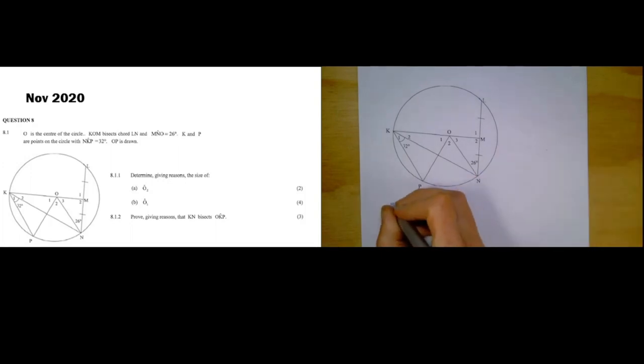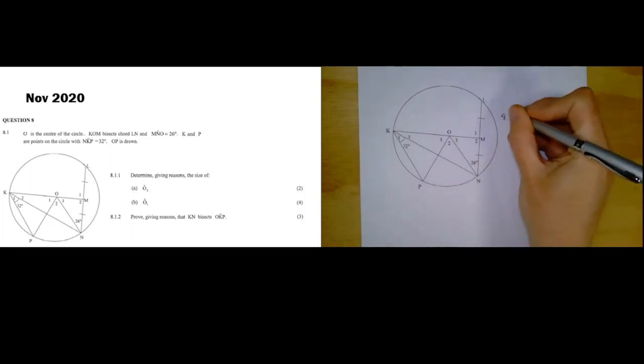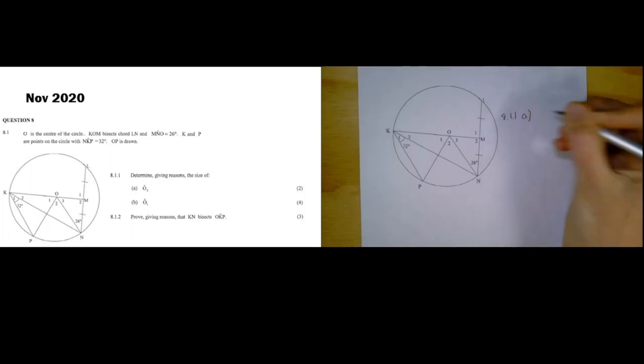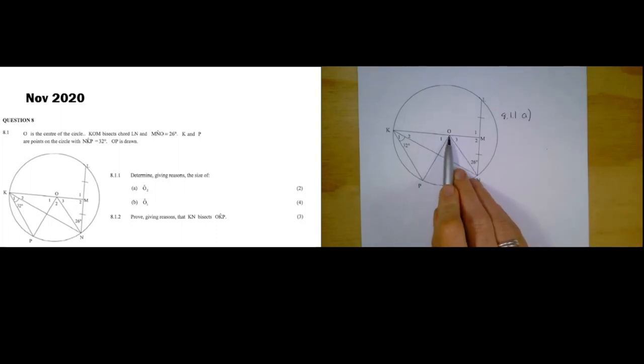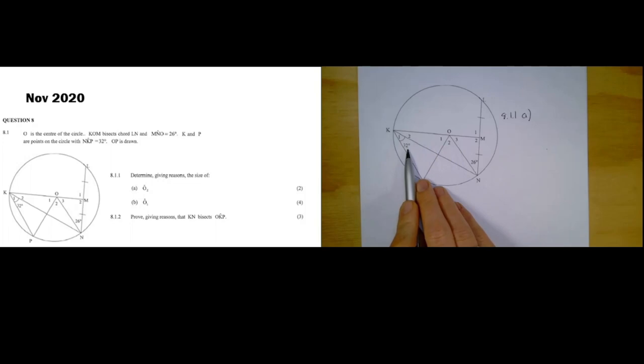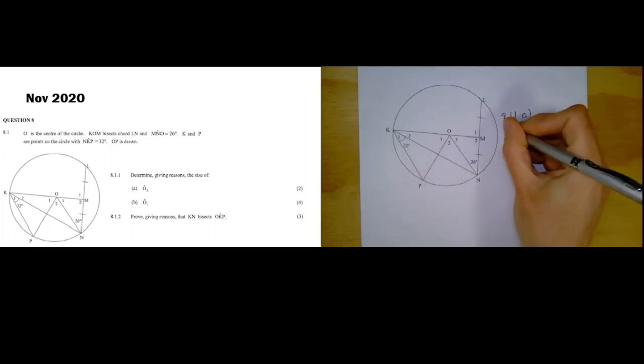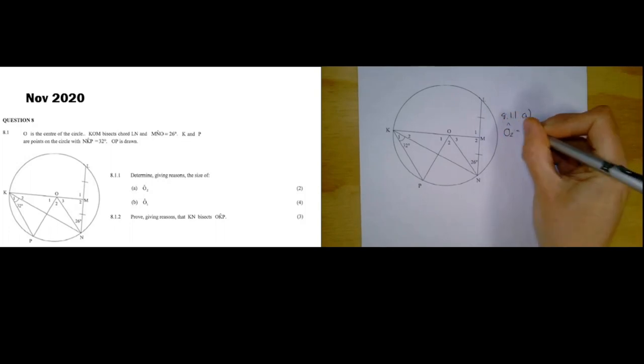8.1.1a. They ask me to determine, giving reasons, the size of angle O2. What is angle O2? Remember they said O is the center of the circle. So O2 is the angle at the center. Do I have an angle at the circumference? Yes. So immediately I know that one is double it. So angle O2 is double the 32, it's 64.